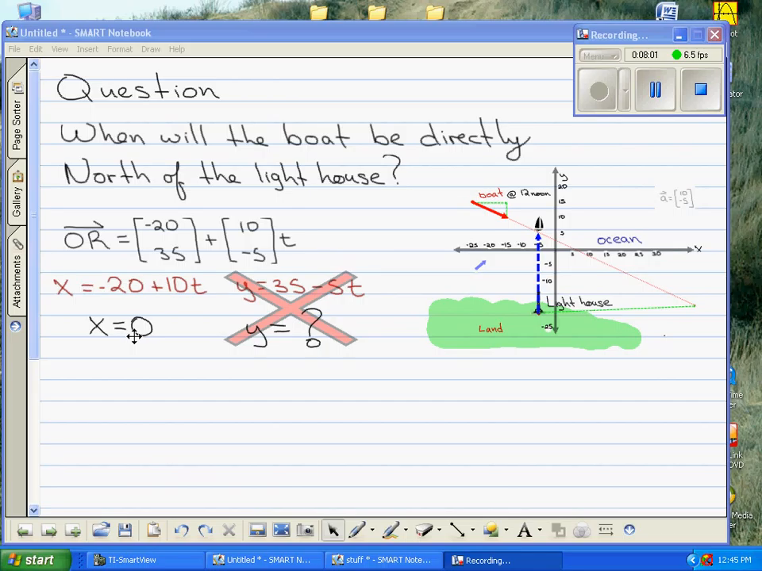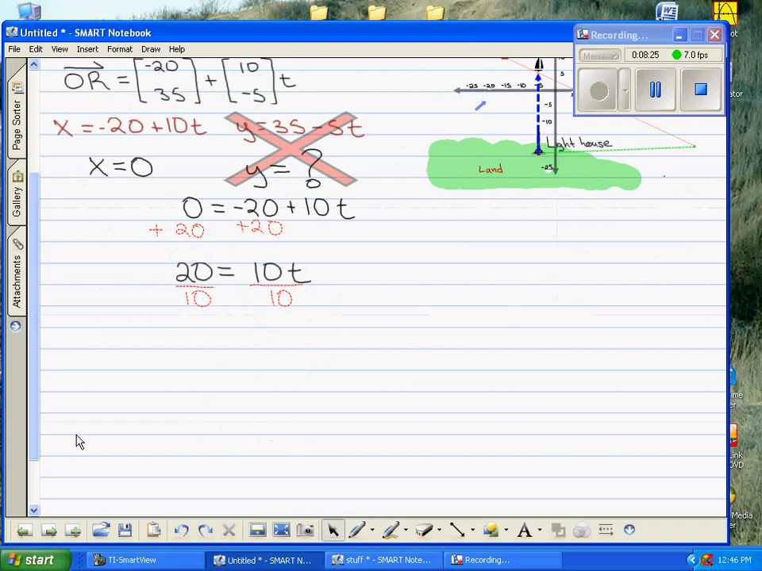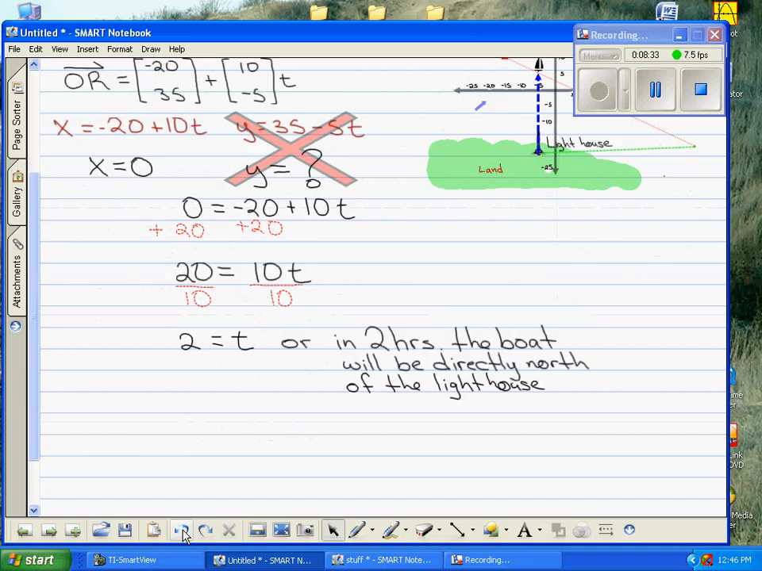X equals 0. Using the substitution property and plugging it into the x form of the equation, 0 is equal to negative 20 plus 10t. Using the addition property of equality, I end up with 20 equals 10t. Using the multiplication property of equality, multiplying by 1/10, I get 2 is equal to t. In other words, in 2 hours the boat will be directly north of the lighthouse.